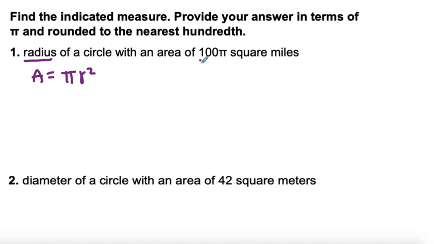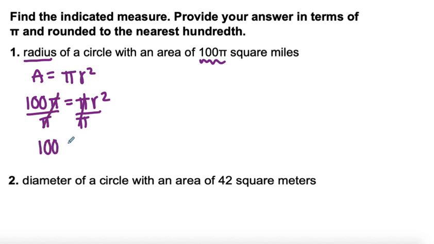And I'm told that my area is 100 pi. So I'm going to plug that in for A here. And my goal here is I want to find my radius. So I need to get r by itself. Right now there's a pi with it, so I need to divide that out from both sides. And something I notice is right here I have pi on top and bottom, so that means they cancel each other out. So now I have that 100 is equal to r squared. And then to get rid of that square, I'm just going to take the square root on both sides. And so my answer here is that my r is equal to 10 miles.